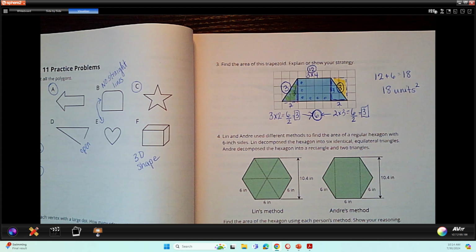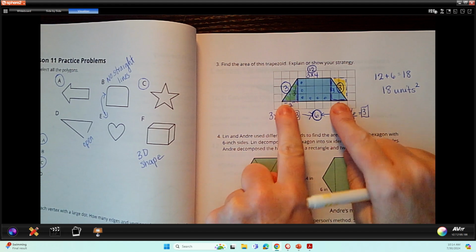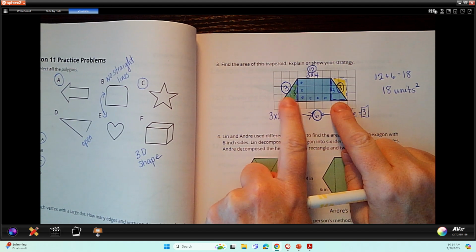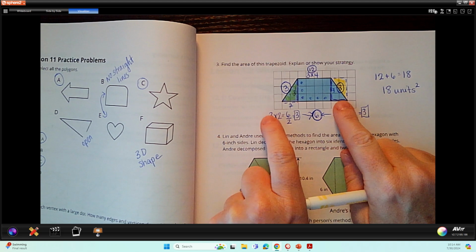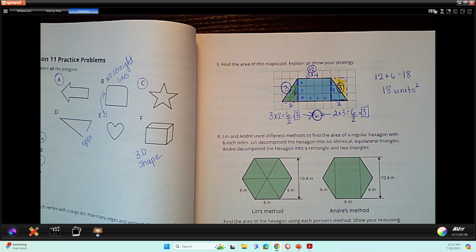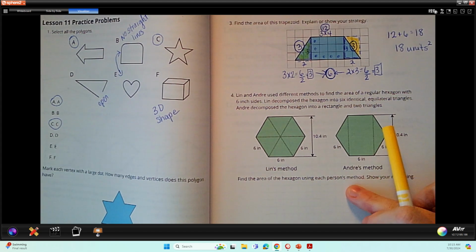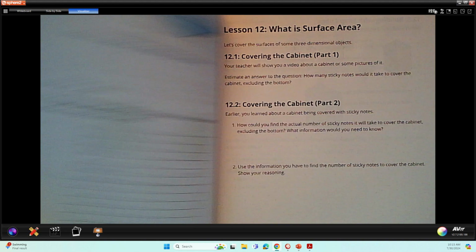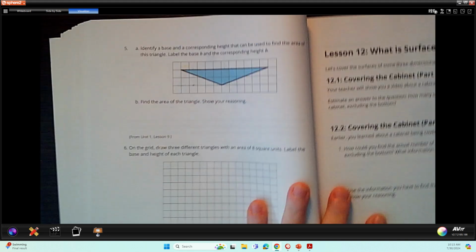And now that we've had so much practice with finding the area of triangles, you could just find the area of these two triangles. Just remember, whenever you're finding the area of triangles, it's base times height divided by 2, because it's half a rectangle. All right, I'm going to skip question number 2. This one's a fun question, but we're going to take a look at questions 4 and 5.